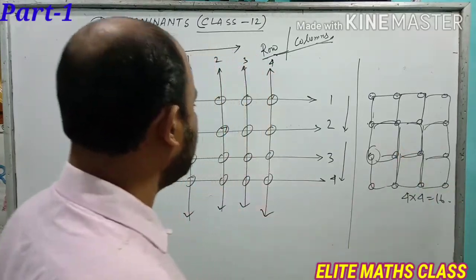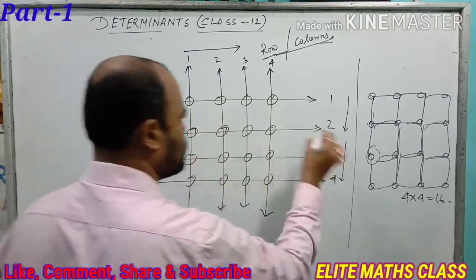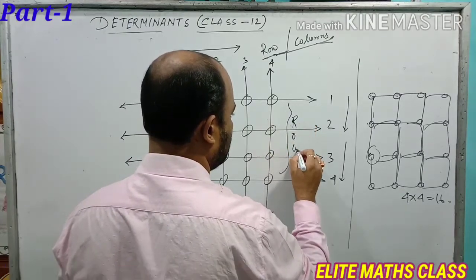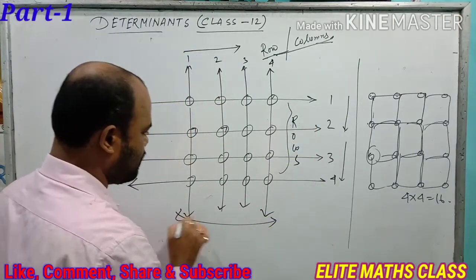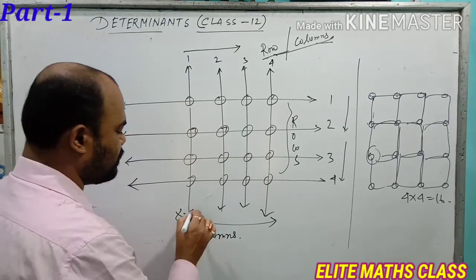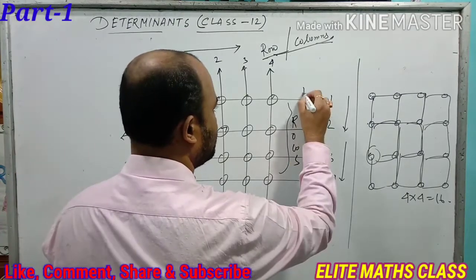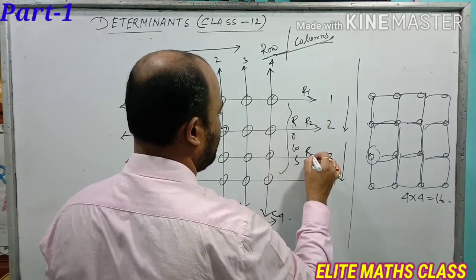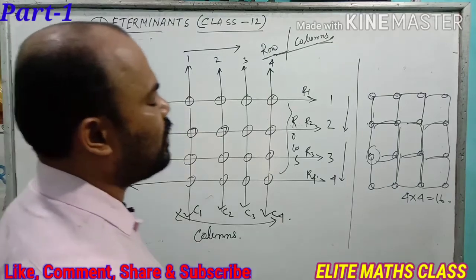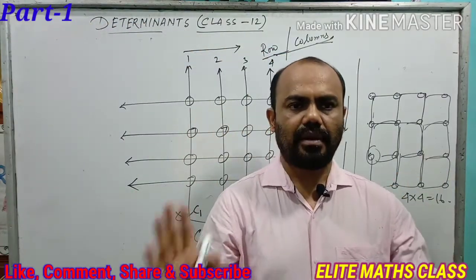Now what is a determinant? Before that, these horizontal lines are called rows and the vertical lines are called columns. So this one is the first column, second column, third column, fourth column. This one is the first row, second row, third row, fourth row. So rows and columns are clear. Always remember the horizontal lines are rows and the vertical lines are columns.